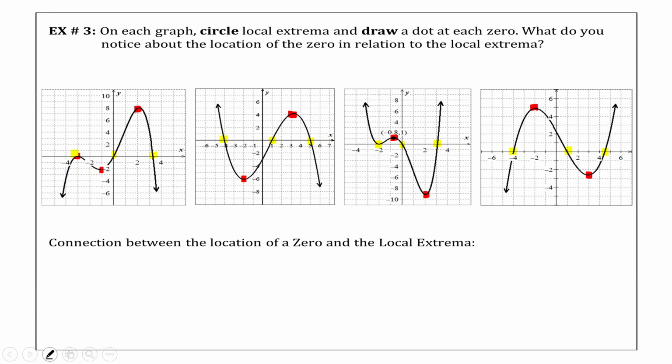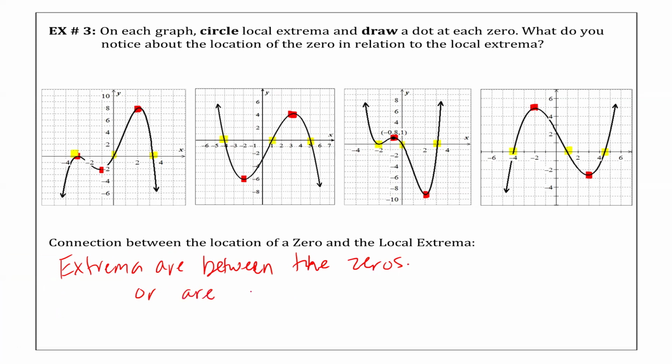So what are some things you noticed about this? Our extremas are between the zeros, or our extremas are the zeros. Make sense? Okay, our extremas are between the zeros, or our extremas are the zeros. Got it? Yes? Makes sense?